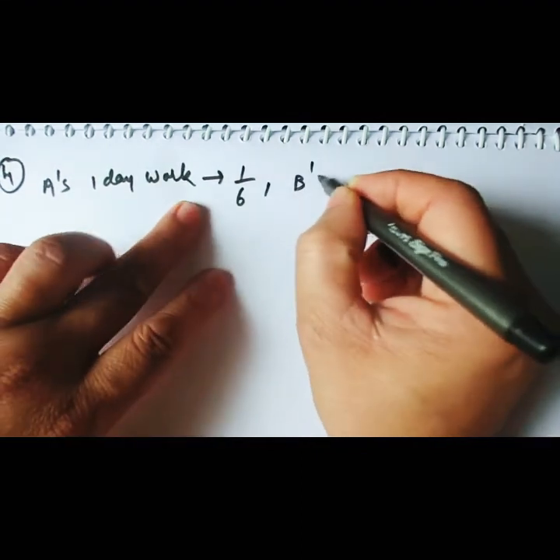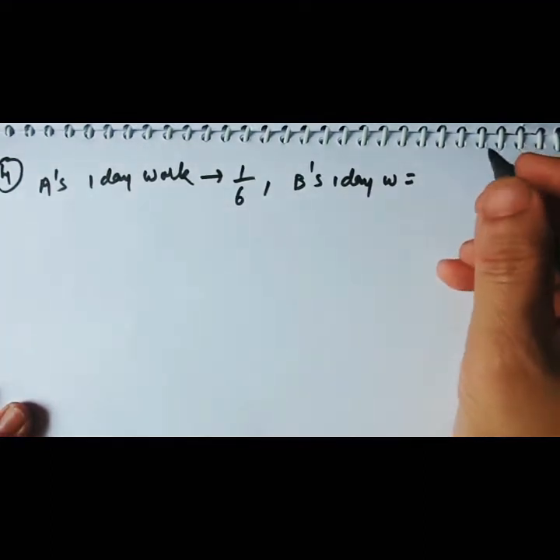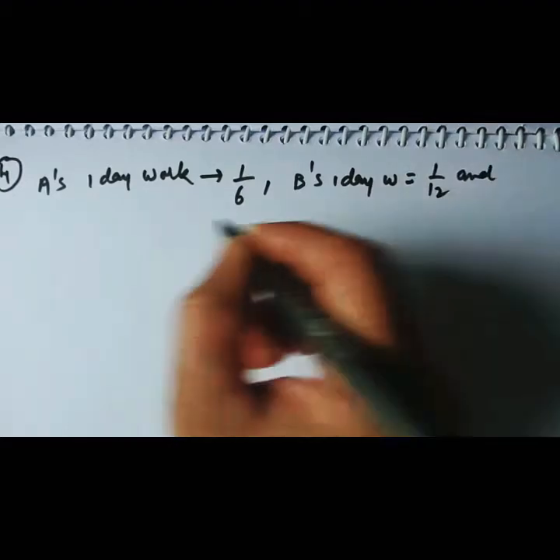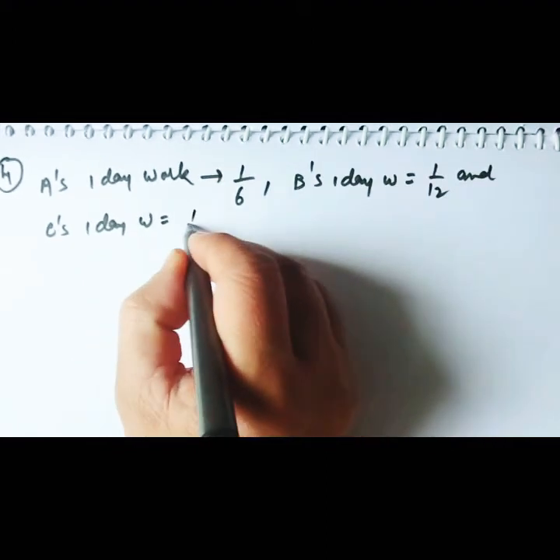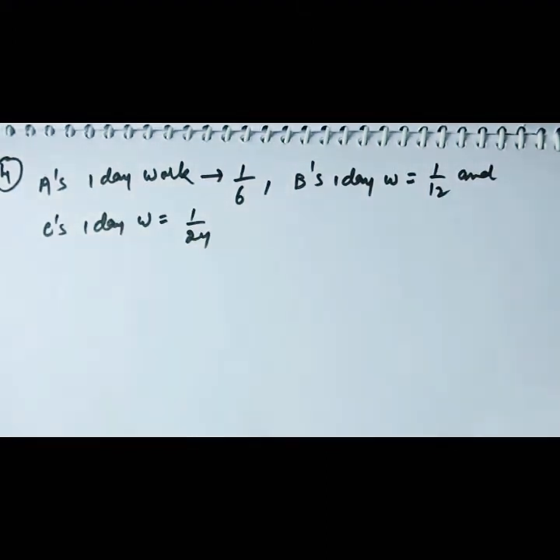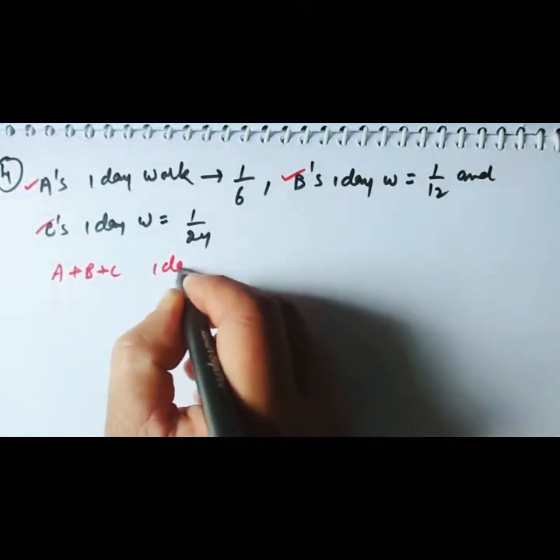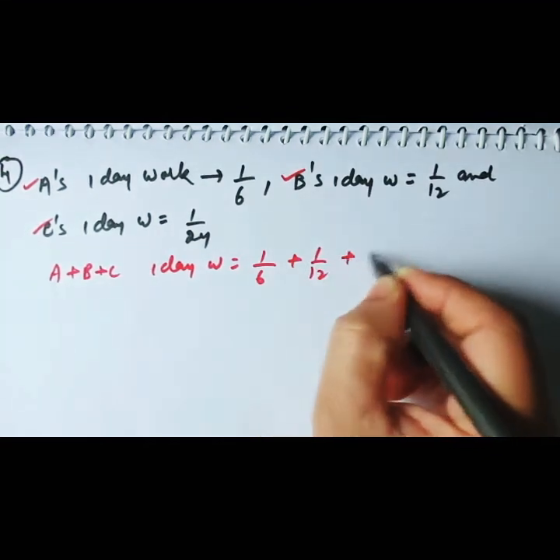Similarly, B's 1 day work is equal to 1 by 12, 1 by 12. And C's 1 day work is equal to 1 by 24. So you have got here A's 1 day work, B's 1 day work, and C's 1 day work. In what time will they all together do it? So come on, A plus B plus C's 1 day work will be equal to 1 by 6 plus 1 by 12 plus 1 by 24.